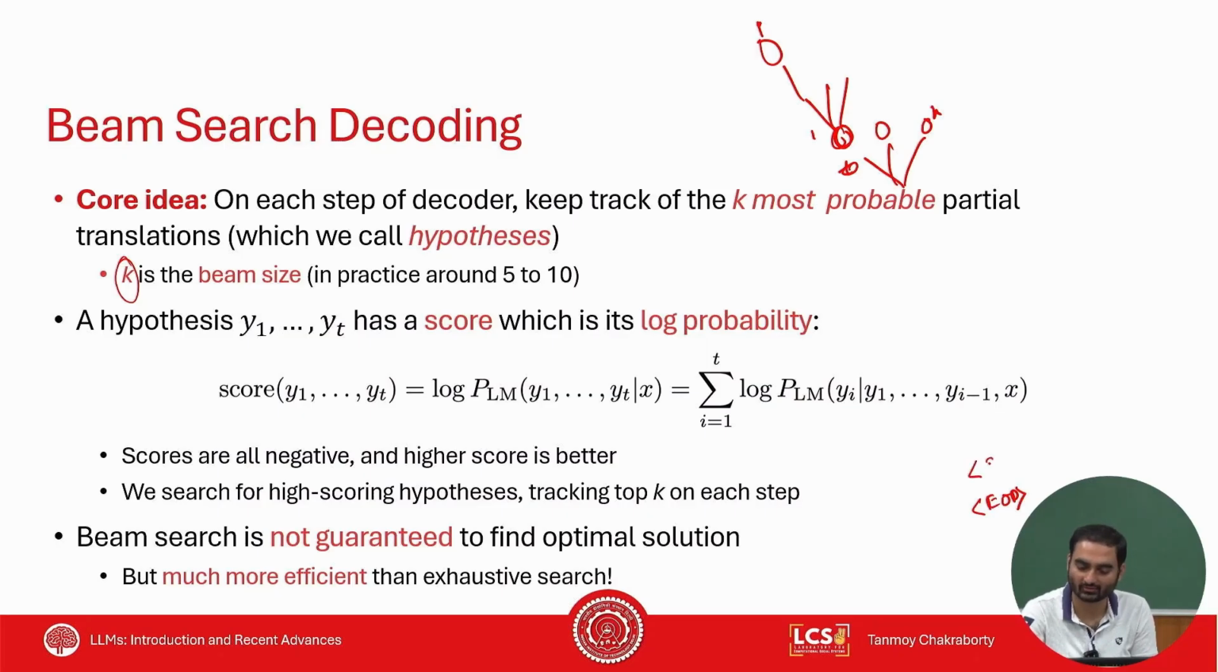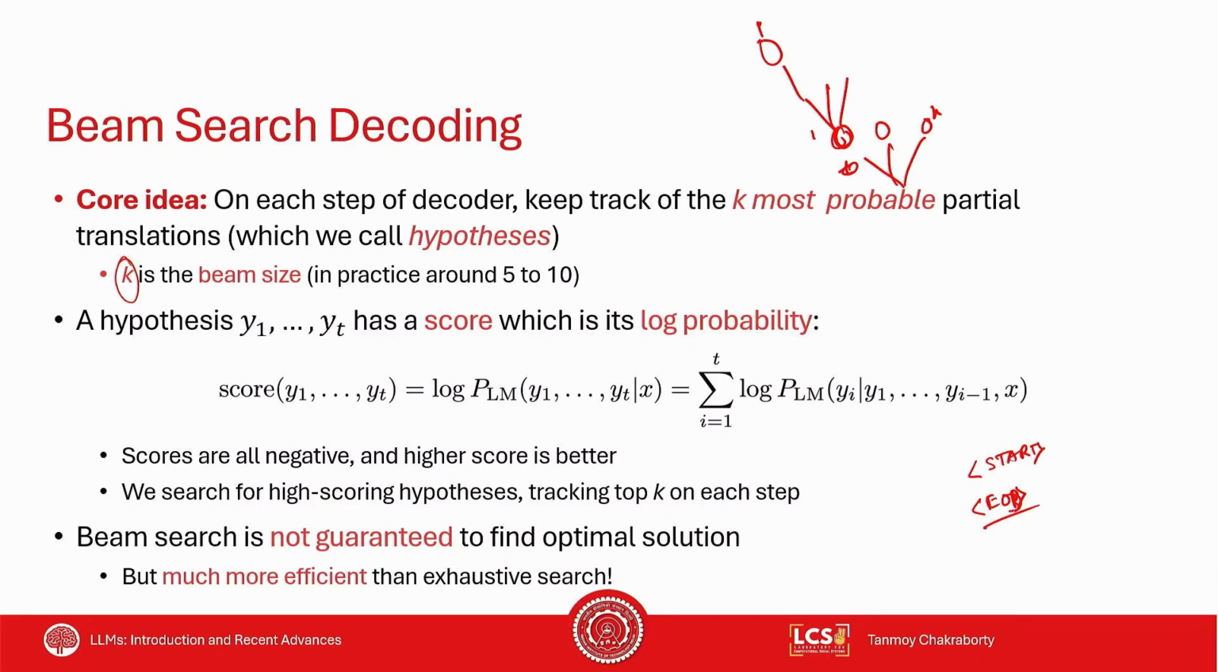There are two special tokens, start and EOD, end of sentence or end of decoding. EOD is basically a full stop. So this is one way of stopping the decoding phase. There are other ways also.